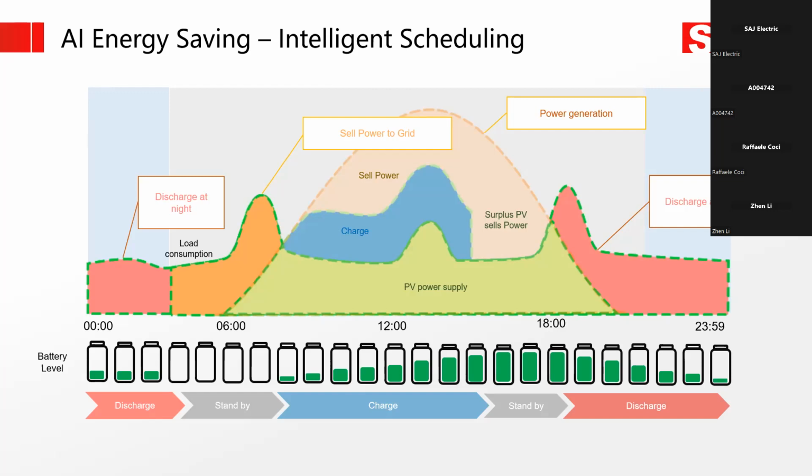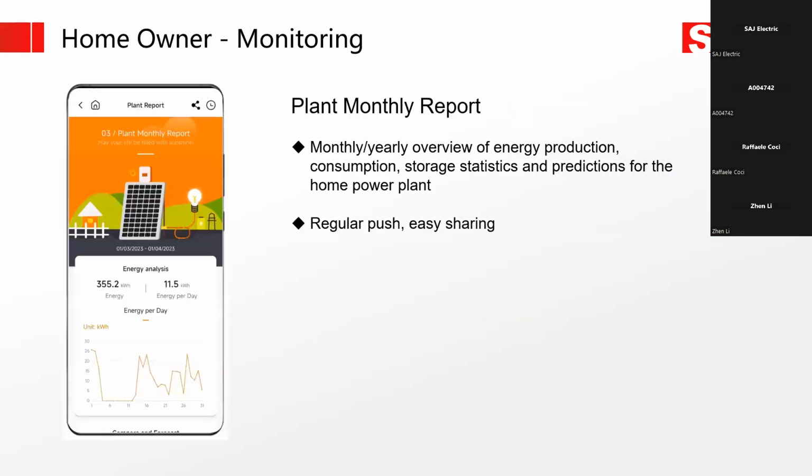And hopefully this feature would make the homeowners' life much easier. Many homeowners are very busy. They don't have time to view the app often. So every month we will send a planned monthly report to the email address. And we would conclude the energy generation, consumption, storage, import, export statistics, as well as predictions for the home power plant.